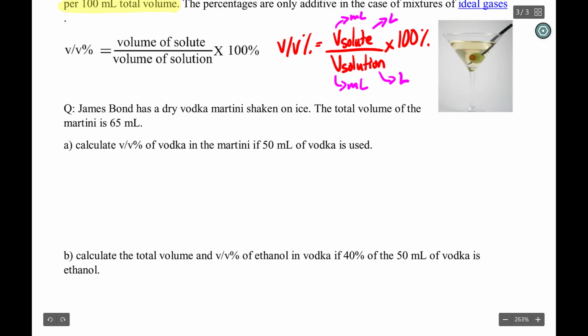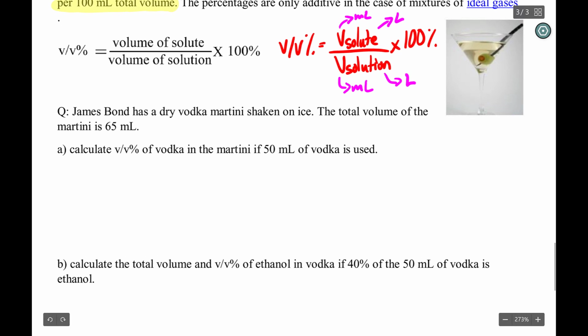So one of my favorite movies is James Bond movies. And of course he has vodka martinis, shaken, not stirred. And so I'm going to use that as my example here. Okay, so it says James Bond has a dry vodka martini, shaken on ice. The total volume of the martini is 65 milliliters.